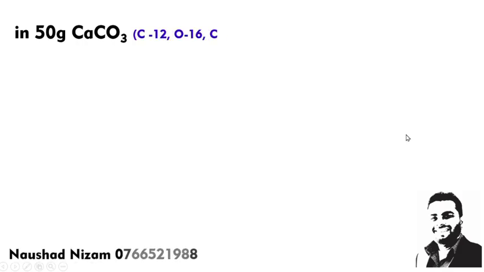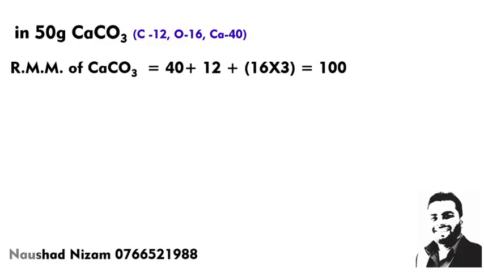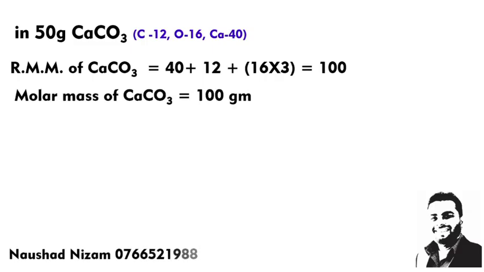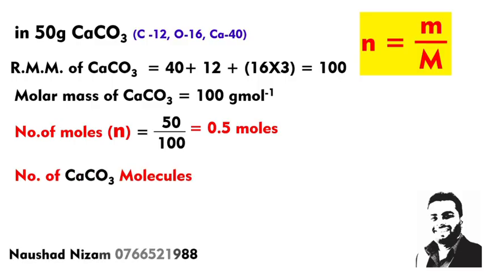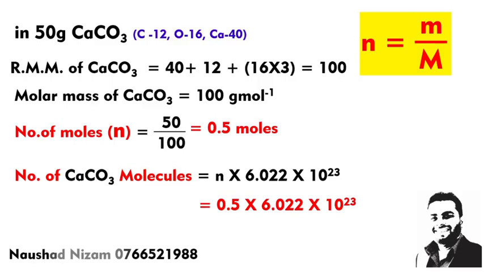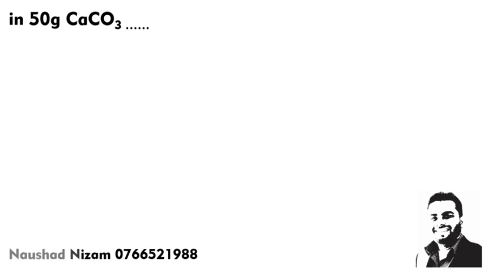Now, in 50 grams of calcium carbonate, this is the next question. As I said, first calculate the RMM, the relative molecular mass, which is 100, and the molar mass is 100 grams per mole. You can get the number of calcium carbonate molecules using the same equation. The given mass is 50, the molar mass is 100, so this is 0.5 moles of calcium carbonate. How many molecules are found? 0.5 into the Avogadro number.